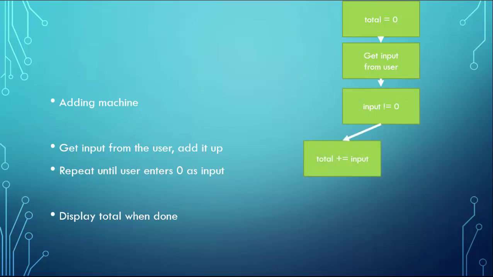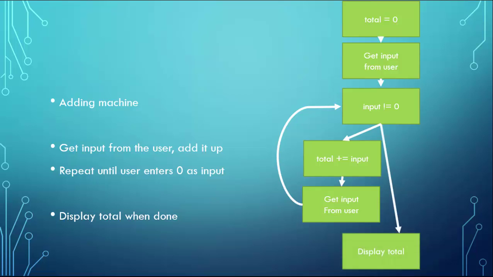We'll add that input to the total, we'll get another input from the user, and go back and repeat that process over and over again. Eventually the user will type in 0, and so input not equals 0 will be false. We'll go to the end and display the total. So this is a similar format to our for loop. We have this looping process, and you can even see an initialization where we get the input from the user, the condition input is not equal to 0, and the update where we get input from the user again.